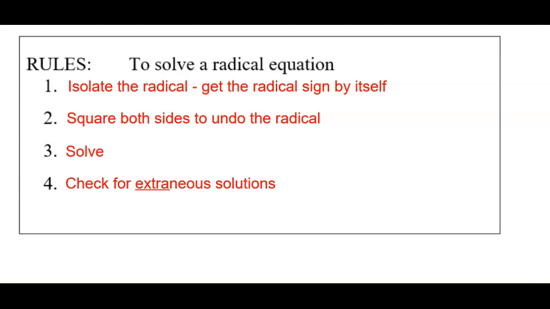The very first thing we're going to do is isolate the radical. Get the radical all by itself. You'll understand that a little bit more when we see our examples. After we get the radical on one side and all of the numbers near it on the other side, everything that can be moved and isn't underneath the radical, we're going to square both sides to undo the radical. We're going to solve for the number, and then we're going to check for extraneous solutions.